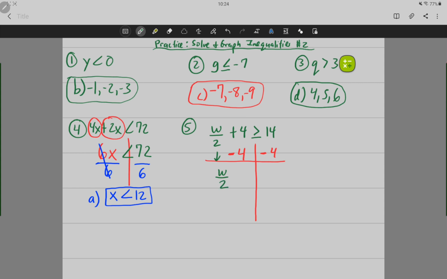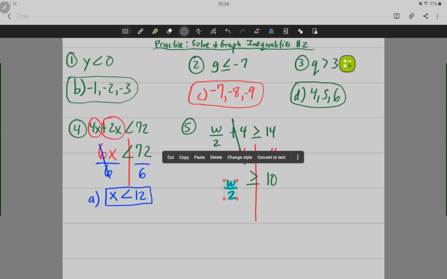4 minus 4 is 0, so cancel that. Bring down our inequality symbol, greater than or equal to. 14 minus 4 is 10. So now it says w over 2 is greater than or equal to 10. Now what we should do at this point, if you remember how we solved problems with fractions and equations, we're going to do it the same way for an inequality.